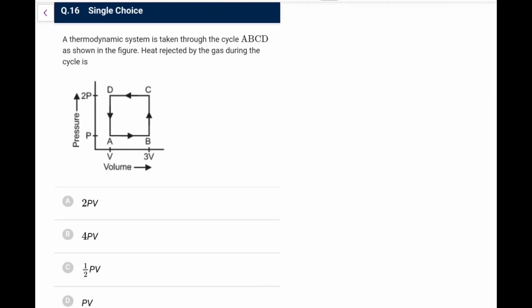Next, a thermodynamic system is taken through the cycle ABCD as shown in the figure. Heat rejected, meaning given up by the gas during the cycle, is what we have to find. So first of all, let's check the process. First, A to B is an isobaric process, so in it heat would be gained. So Q_AB we can write as nCp delta T, that is T_B minus T_A. Okay, so nCp (T_B minus T_A).